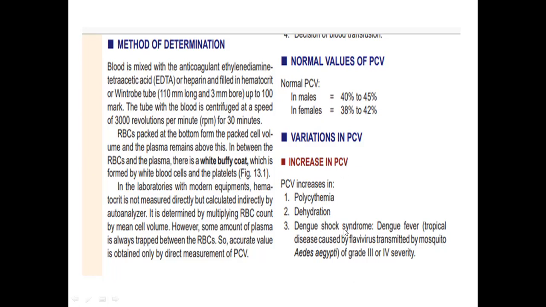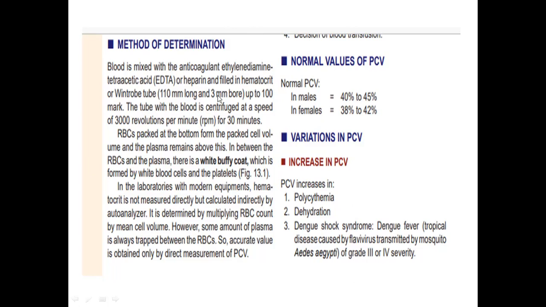Then sometimes the patient might have dengue fever. In dengue fever, there is what we call the shock syndrome. So in that shock syndrome, the packed cell volume also increases. So three main things cause an increase in packed cell volume: polycythemia, dehydration, and dengue shock syndrome. Three of them will increase the packed cell volume.